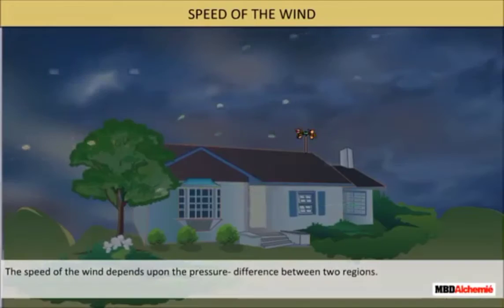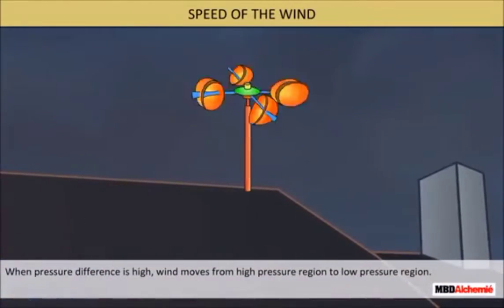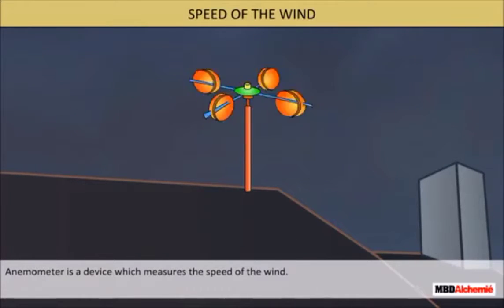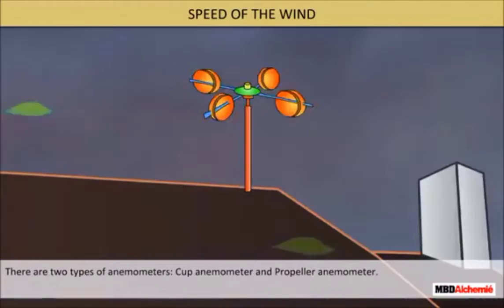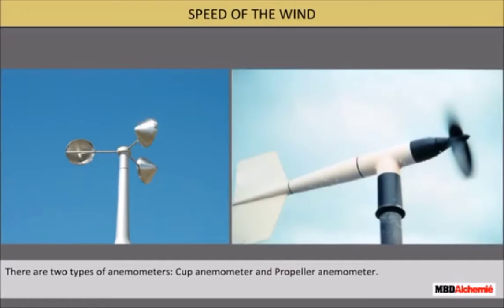The speed of the wind depends upon the pressure difference between two regions. When pressure difference is high, wind moves from high pressure region to low pressure region. Anemometer is a device which measures speed of the wind. There are two types of anemometers, cup anemometer and propeller anemometer.